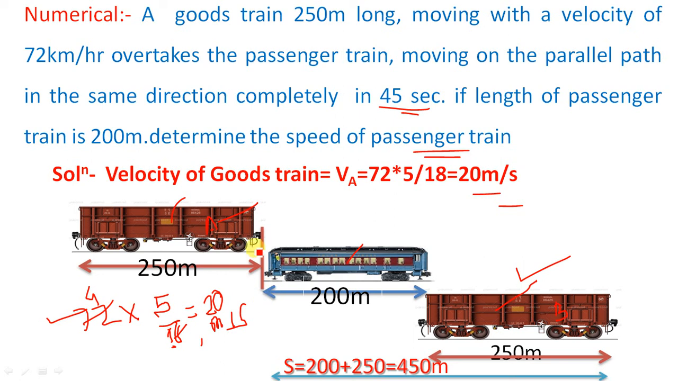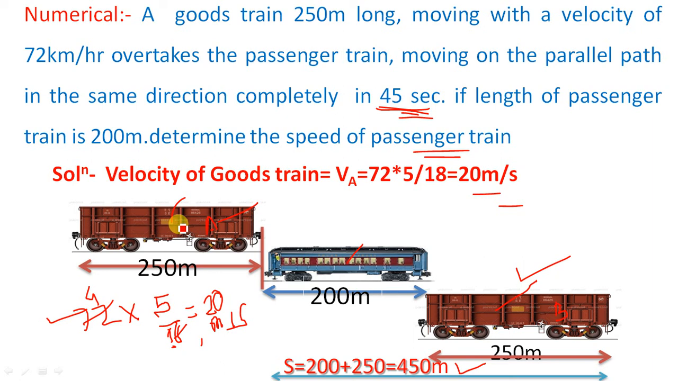The distance covered by the goods train during the mentioned 45 seconds is this 200 plus the length of the goods train, that is 250. So 200 plus 250, that total length is 450 meter. So it will cover the distance of 450 meter in 45 seconds by the goods train.